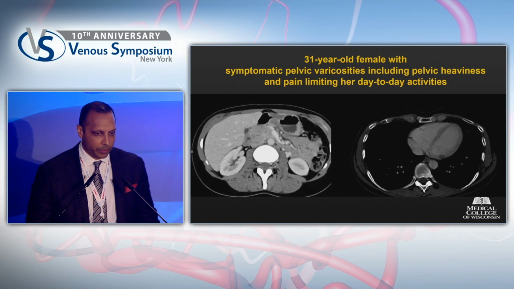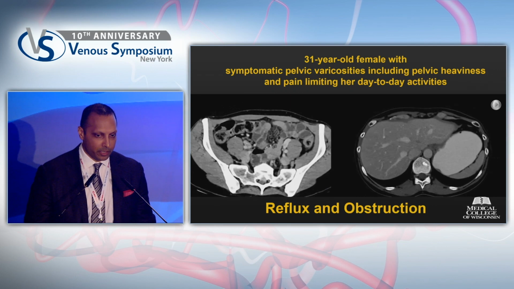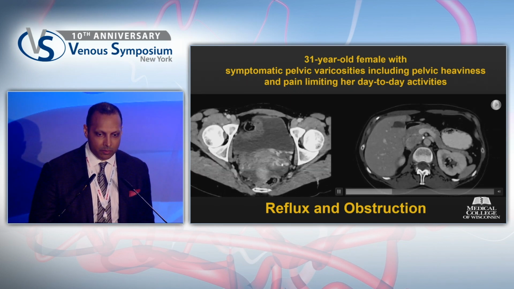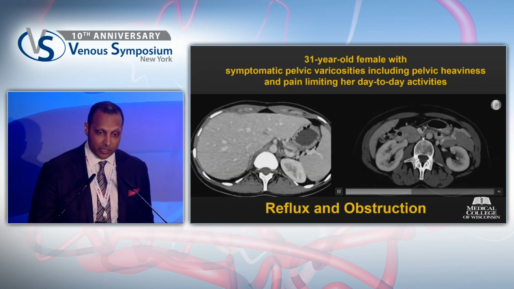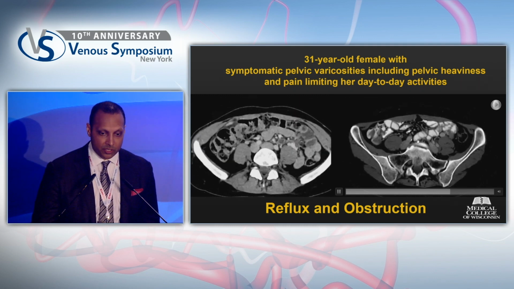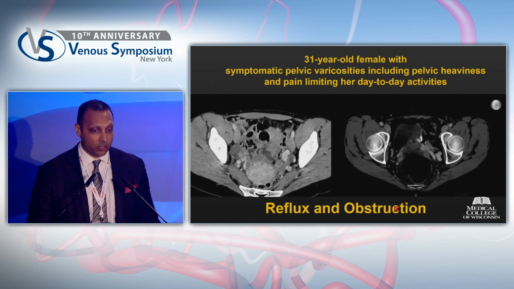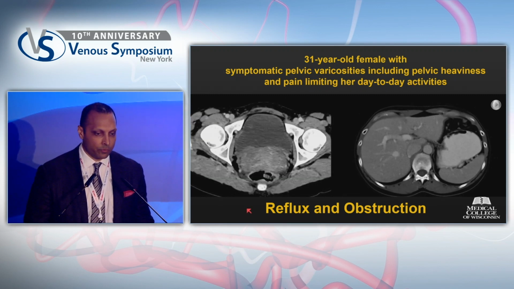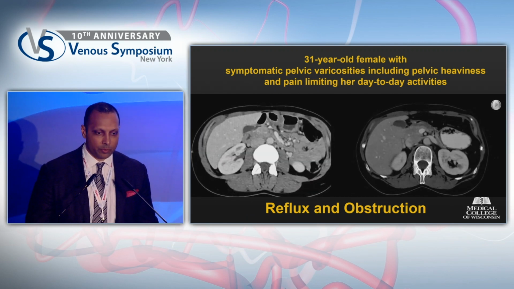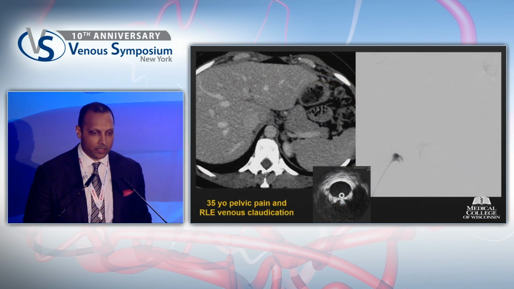Here's a 31-year-old female who has symptomatic pelvic varices, including pelvic heaviness and pain limiting her day-to-day. What you'll see here is that she has what would be a left renal vein compression, at least on imaging, a dilated left gonadal vein, and perhaps some compression of the iliac vein as well. So she has either reflux or obstruction, or is the obstruction causing the reflux? A careful look at this would not just take you to say, let's go straight to ovarian vein embolization. Perhaps there might be a different strategy or perhaps a combination. And I'll show you some data later to suggest this.